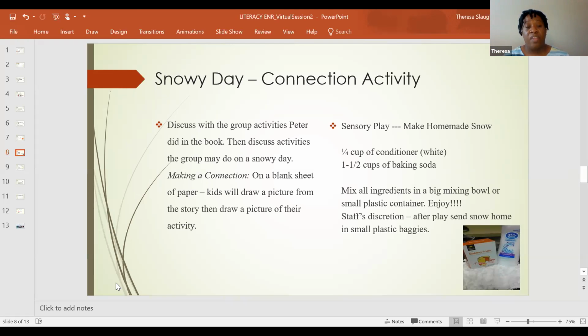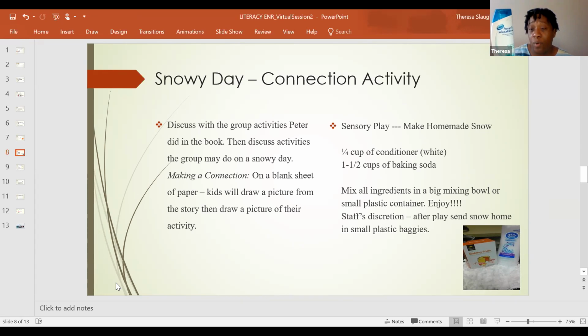Then the second activity that goes along with this read aloud, it's a sensory play, but you can also tie it into STEM. We're going to make homemade snow. So for those folks who actually have access to the materials that I sent in the email, to do this activity, you're going to need baking soda and conditioner, and it doesn't matter, shampoo, conditioner, it doesn't matter what kind you use.